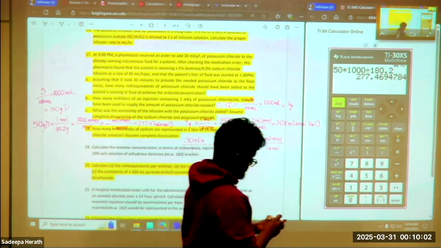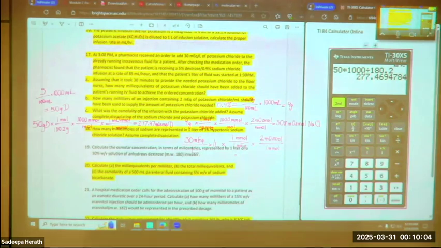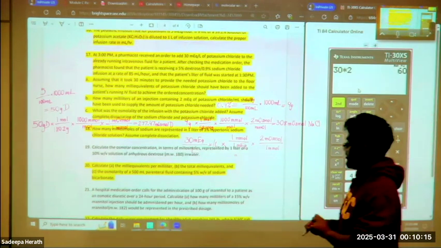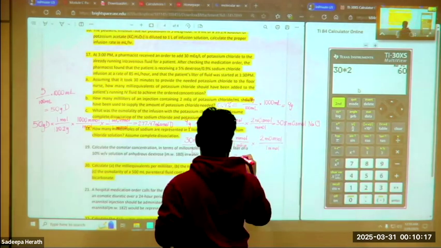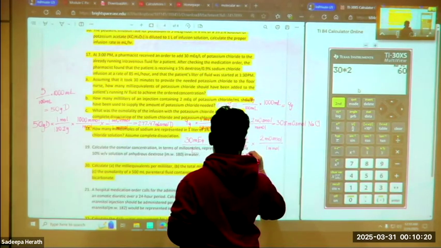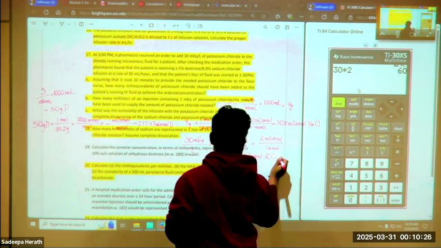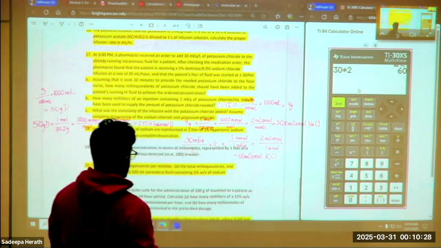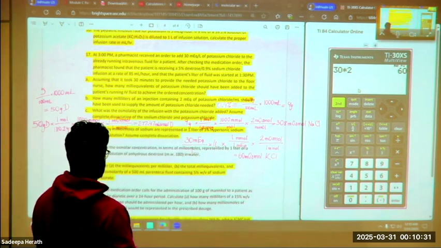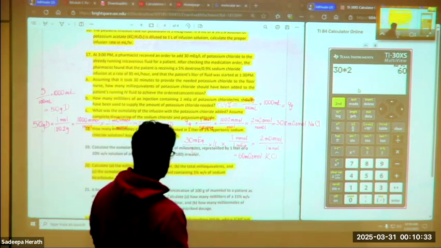Okay. So that being said, 30 times 2, 60. Didn't even need a calculator for that. 60 milliosmoles of KCl. So we have all these milliosmoles. All we have to do is add them all up.